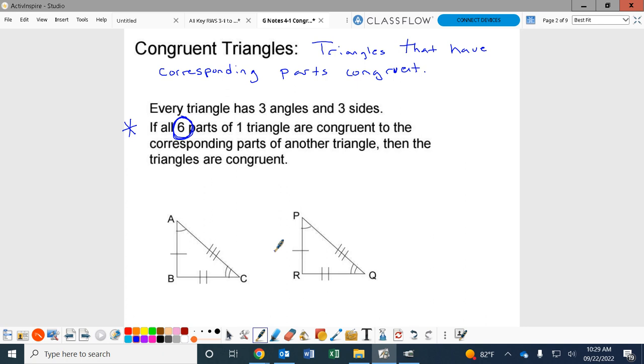If all 6 parts, all corresponding parts match up with all corresponding parts, and they're congruent, the triangles will be congruent. We're going to use this definition of congruent triangles later on in a proof. So you've got to know this definition is going to be something you use. Okay?